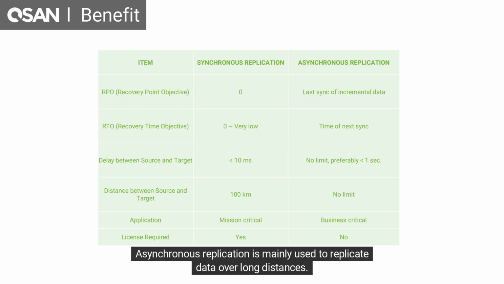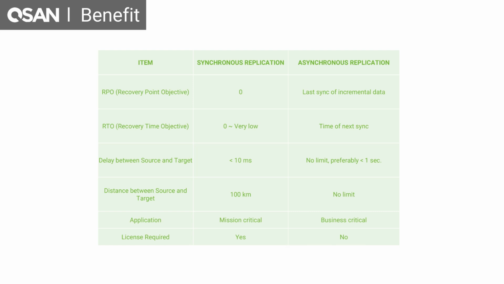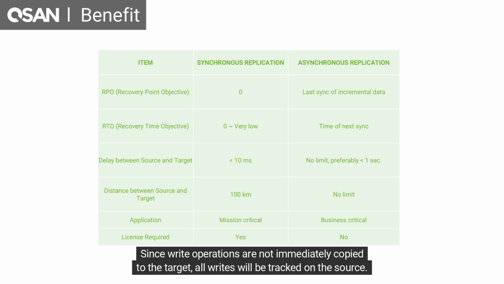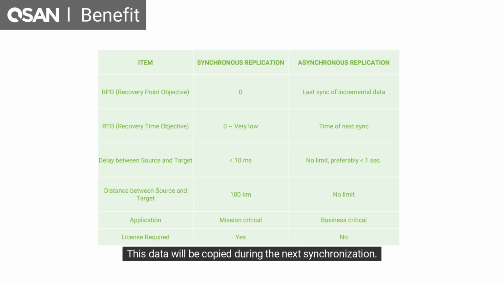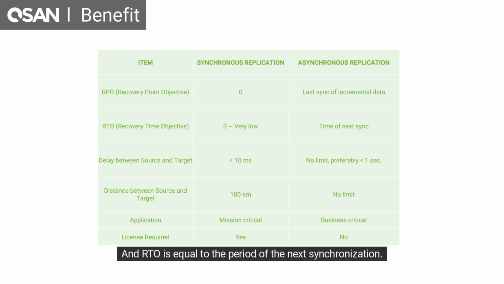Asynchronous replication is mainly used to replicate data over long distances. It does not affect host I/O latency because once host writes are saved to the source storage, they are acknowledged. Since write operations are not immediately copied to the target, all writes will be tracked on the source. This data will be copied during the next synchronization. Therefore, RPO should be an acceptable amount of data, which may be lost due to failure. An RTO is equal to the period of the next synchronization.